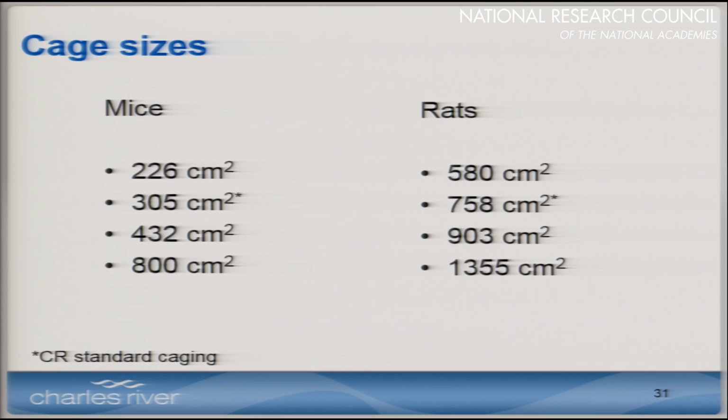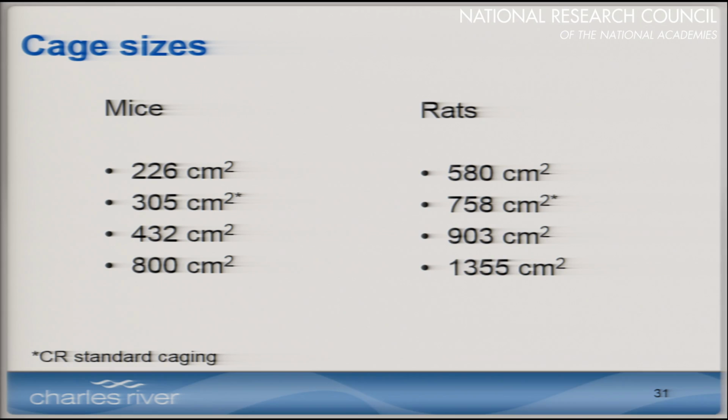So these are the cage sizes we used. 226 centimeters squared is roughly, I think, 35 square inches. It's a very small cage. I think it's a cage designed for housing single animals. The second cage down the list on the left here, 305 centimeters squared, is our standard mouse breeder cage that we utilize in our operations. The next one down, 432 centimeters squared, is a guide compliant cage for the number of mice that we were going to put into it. And then 800 centimeters squared was the largest cage, roughly 2 times the size of the guide compliant cage.